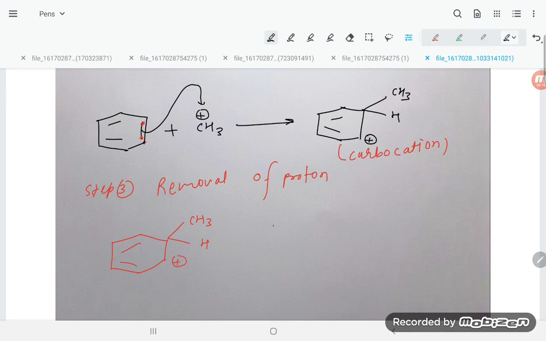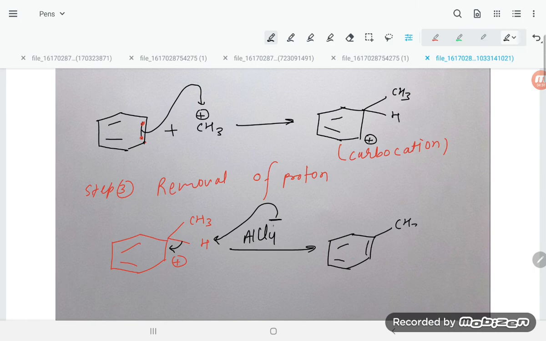Now students, what is going to happen when you are treating with the base, what base are you taking, student, AlCl4 negative. So this negative charge is taking this hydrogen and this is shifting like that. So what product you are going to get, students, this is the product here, and here is the CH3. So this is the mechanism, student.